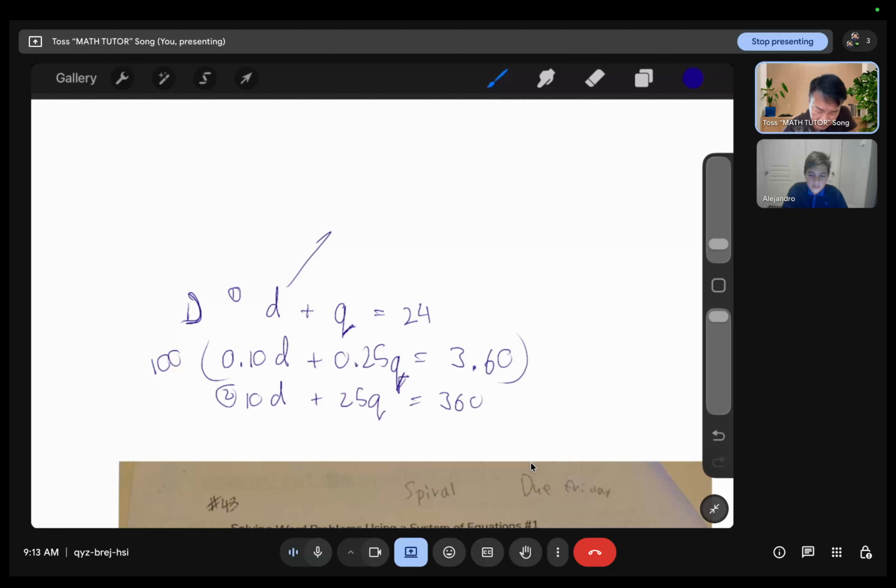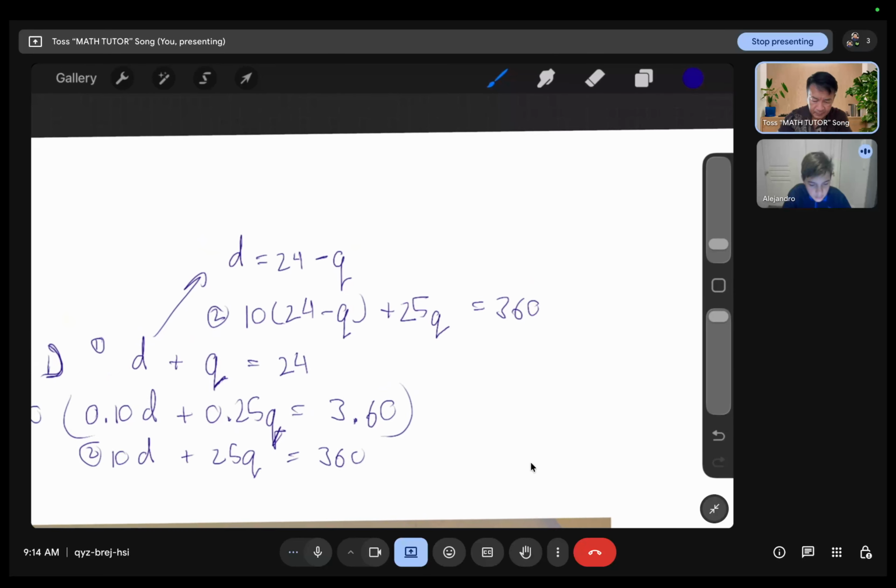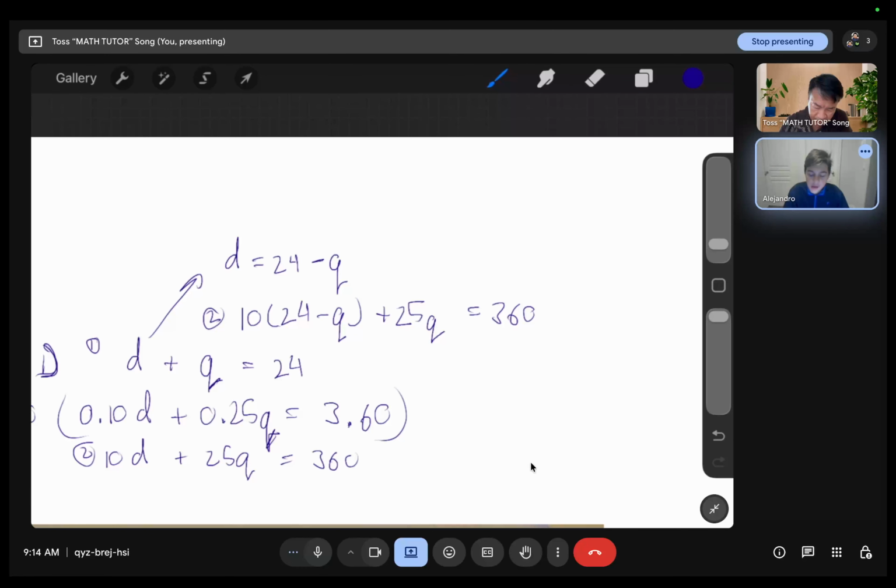So if I solve for d, I know I'm going to be scattered all over the place here, but I think it's okay. I hope you can follow. So it'll be 24 minus q. Okay, and then I'll plug it into the second equation. Here it is, second equation. I'm plugging it in. It'll be 10 parenthesis 24 minus q close parenthesis plus 25q equals 360. Is that okay? Yeah. All right. And then distribute.